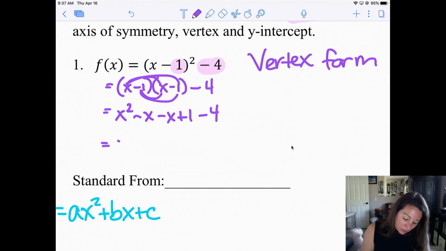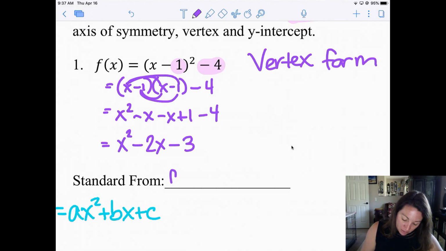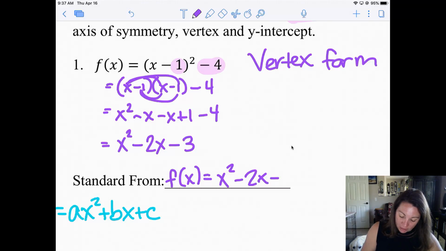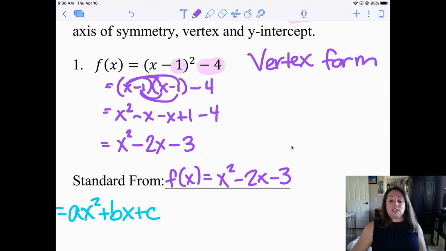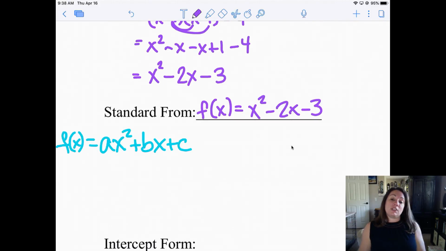Okay, my job at this point is to collect the like terms. So I only have one x squared term. I have two x terms though. Negative x minus 1 more x is minus 2 x's. And then 1 minus 4 is negative 3. And voila, this is my standard form. So this becomes f of x equals x squared minus 2x minus 3. In this situation, you can see it's in the same format as I had written here for you. And I know then that A is 1, B is -2, and C is -3.